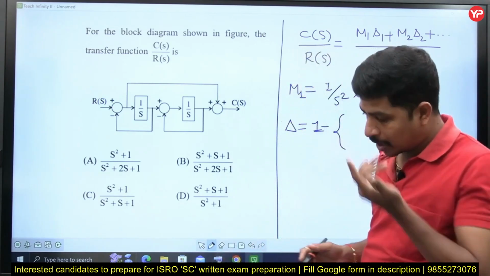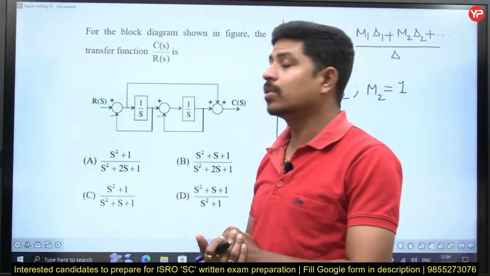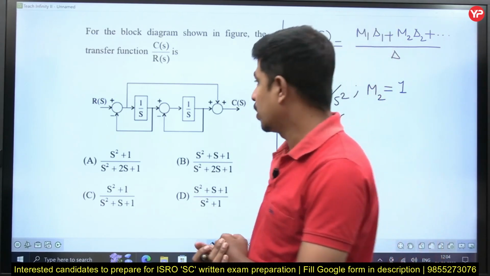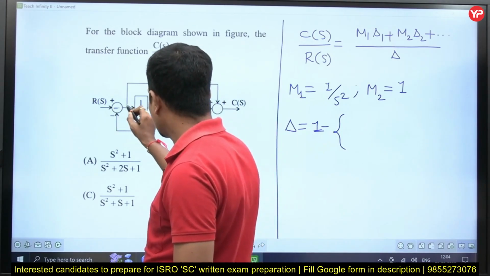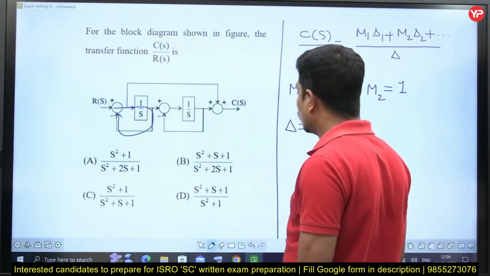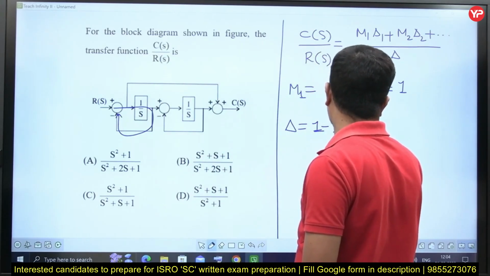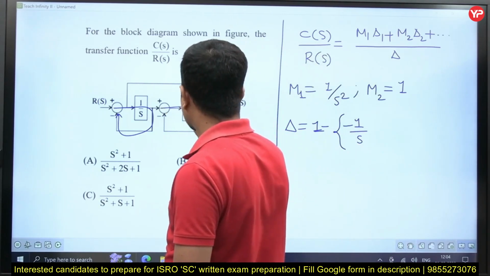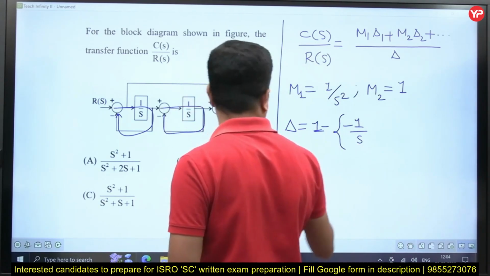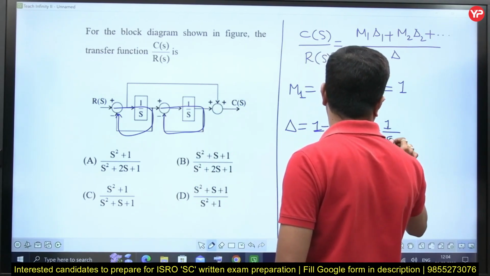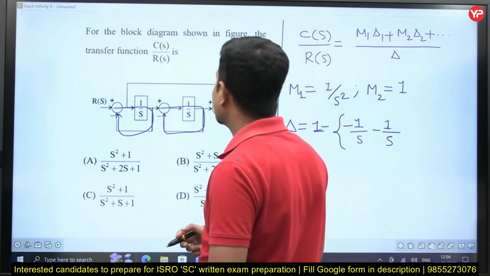How to form a loop in these block diagrams? To form a loop, you have to start at a summing point and end at the same summing point. You see, this forms a loop. This is the first loop I can take. How much is the loop gain? Minus of 1 by S. This is a second loop, which also forms a loop, with gain minus of 1 by S.